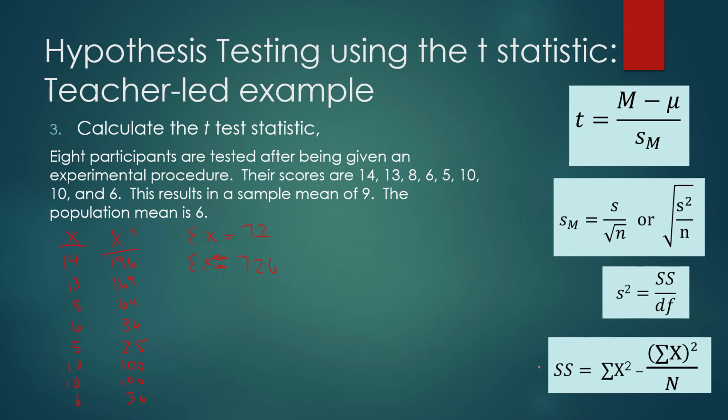So now I need to plug that into this formula. So the sum of X squared, which is, oops, I didn't put my squared there, is 726, minus 72 squared over n, and my n is 1, 2, 3, 4, 5, 6, 7, 8. And I'm just going to give you the short answer, which is 78.